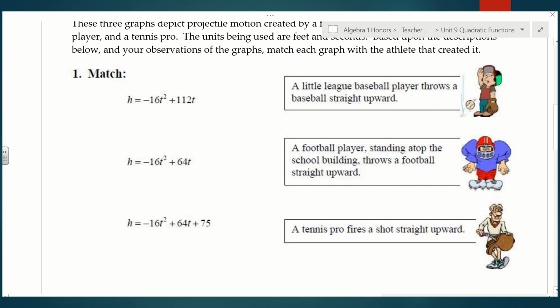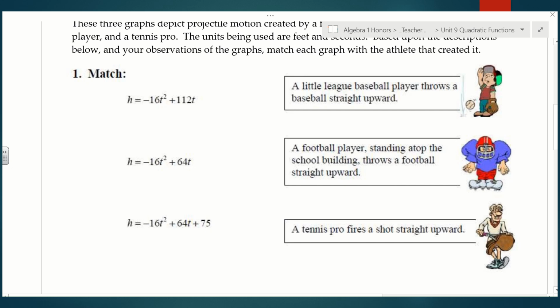Looking at our different situations here, let's try and figure out which equation matches a Little League baseball player throwing a baseball straight upward. I would look at, first of all, the fact that there is a y-intercept of 0 and its velocity would be less than a tennis pro firing a shot straight upward.